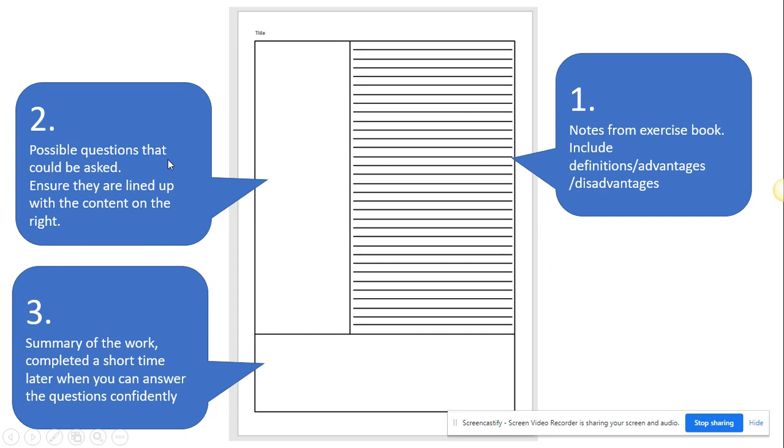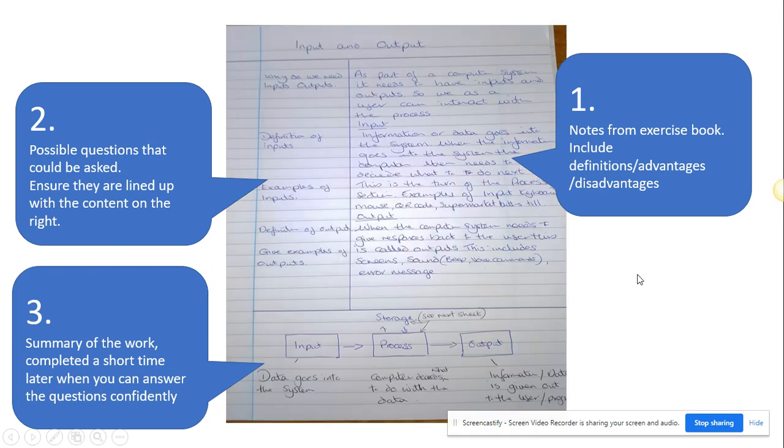So what possible questions could a test or an exam board ask me from this information here? And then finally, at the end, you do a summary. Don't skip a section, otherwise it doesn't really work. So here's an example for computing.